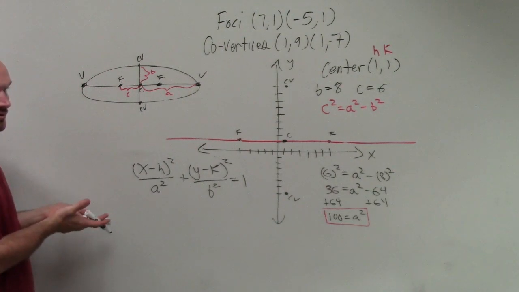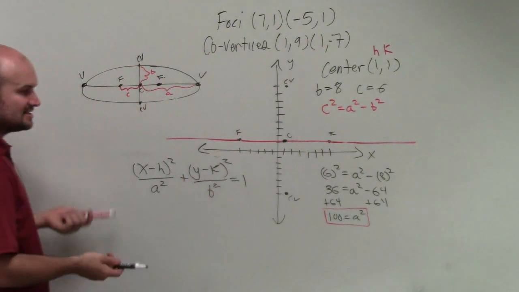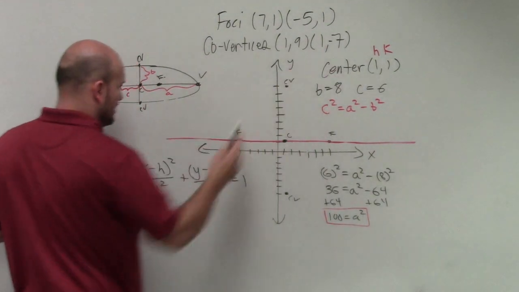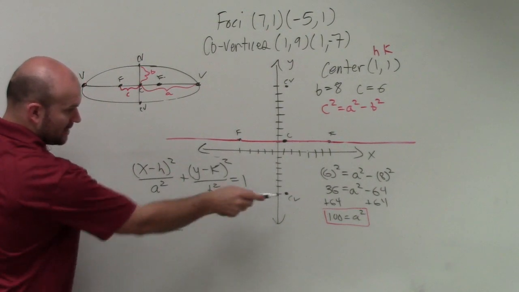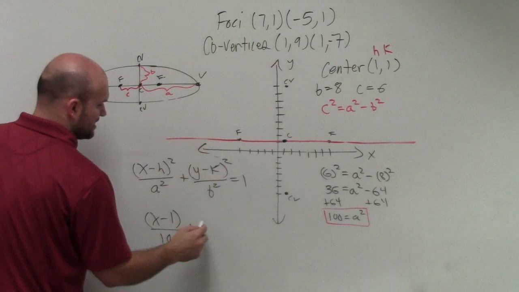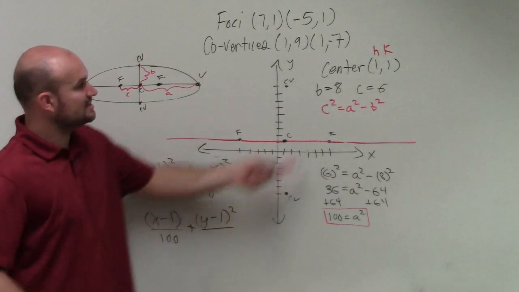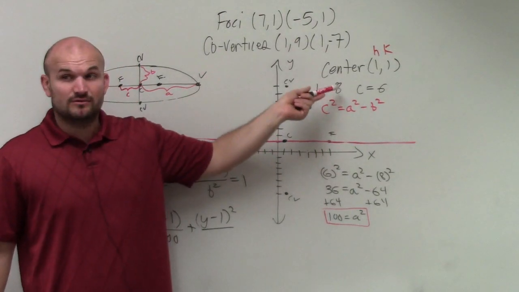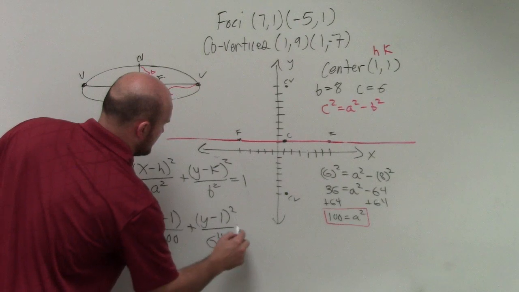So now, ladies and gentlemen, what I need to do is just plug in my information. I already know what a squared is. That's 100. H is 1. So x minus 1 squared over a squared, which is 100, plus y minus k, k is also 1, squared over b squared. Well, in this case, we don't have b squared, but we have b. If b is 8, that means b squared is 64, equals 1.